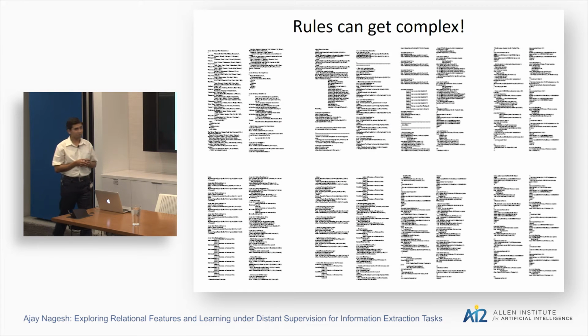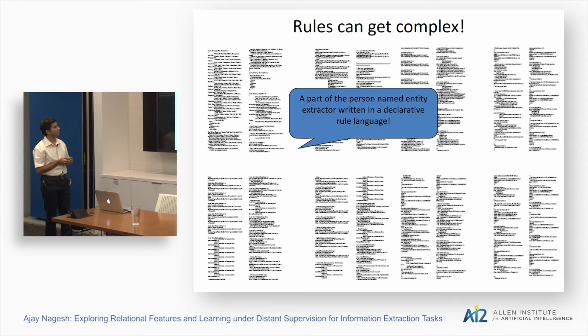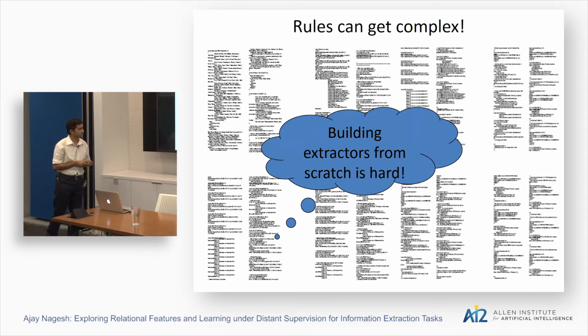So, rules can get very complex. This is part of a person named entity extractor written in a declarative rule language, and this achieves the best performance, this is the state of the art for NER. So, it is very complex, and building it from scratch is hard.